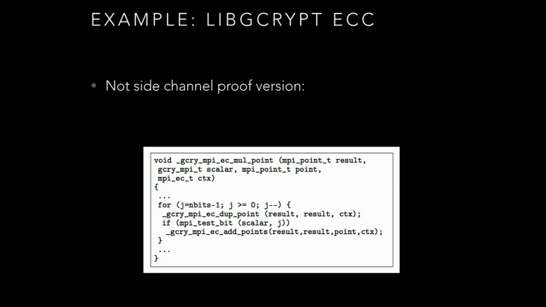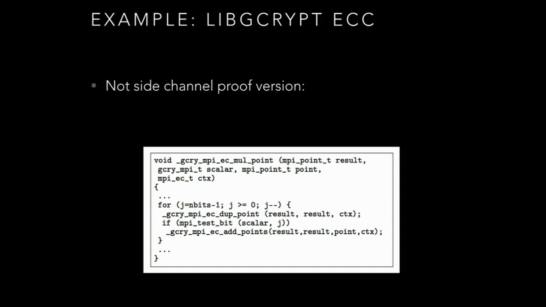So let's see another algorithm that we're going to talk about later in the context of TLB also. I won't talk about all the details here because it doesn't matter that much, but the most important thing is that this is an elliptic curve cryptography implementation in Libgcrypt, and I should say this is not the side channel proof version, right?